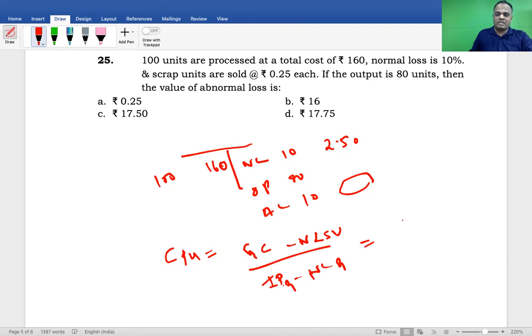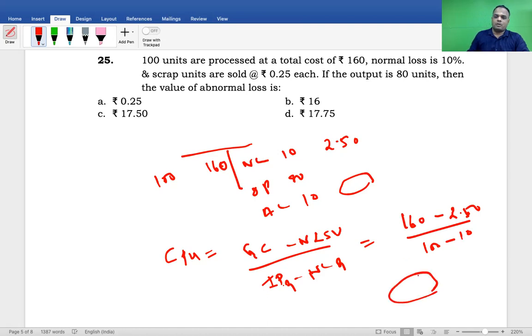Gross cost 160 is the gross cost, am I right? That's the one and only cost given, am I right? Minus normal loss salvage value 2.5. Then divided by input quantity 100, whereas normal loss quantity 10. Therefore denominator 90. So what is the answer, Kanna? What is the answer? 160 minus 2.5 divided by 90 is equal to 1.75 or 17.5? Check it up.